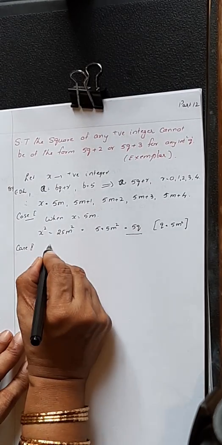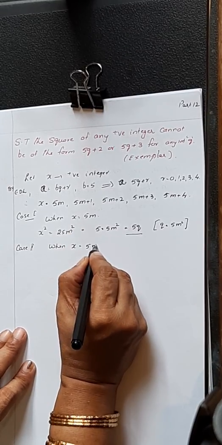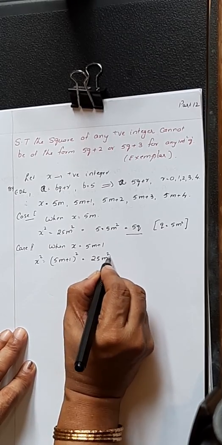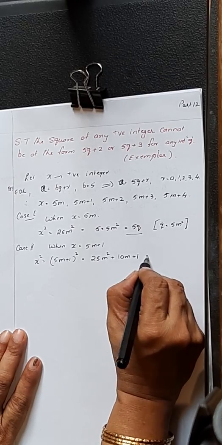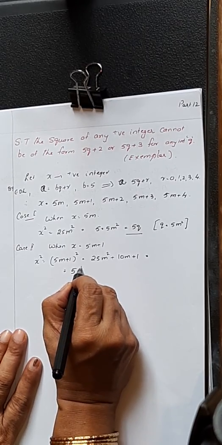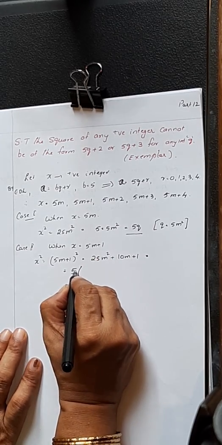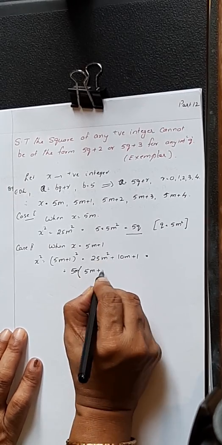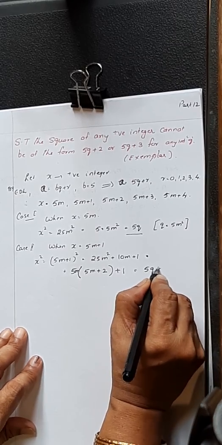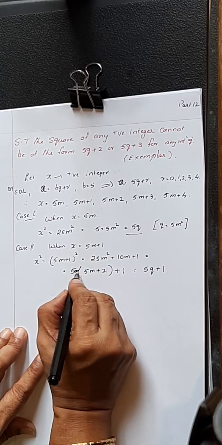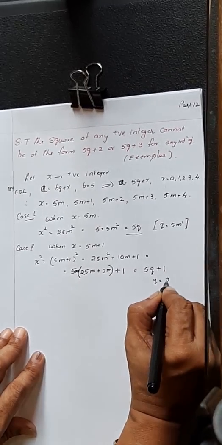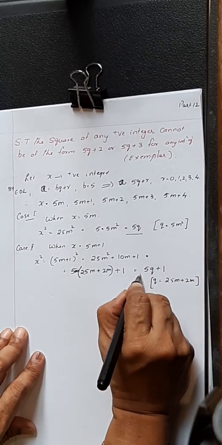Now case 2, when x is equal to 5m plus 1. So x squared is equal to 5m plus 1, the whole squared. So this is equal to 5 into 5m squared plus 2m plus 1. You can write this as 5q plus 1, where q is equal to 5m squared plus 2m. So here it is 5q plus 1.